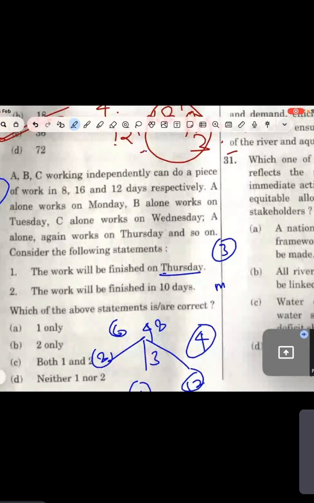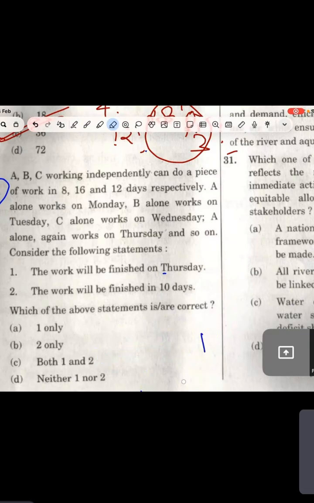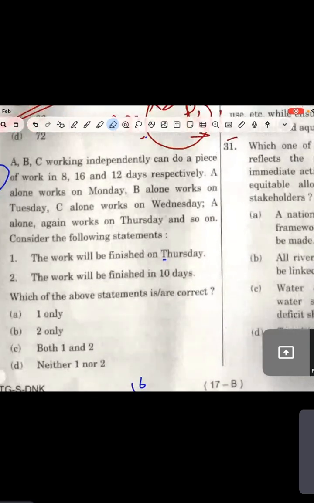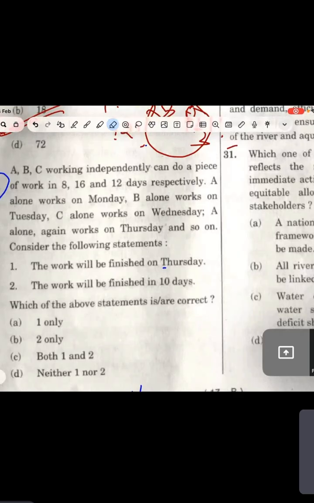Okay, next. Read, Real, this question. A, B, C working independently can do a piece of work in 8, 16, 12 days respectively. A alone works on Monday, B alone works on Tuesday, C alone works on Wednesday. A alone again works on Thursday, and so on. Consider the following statement.